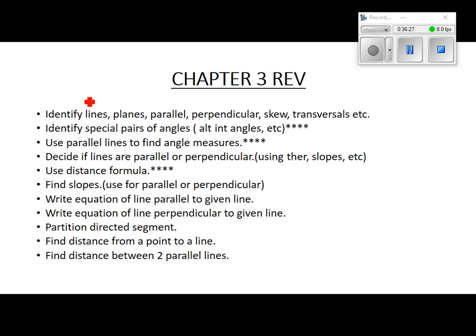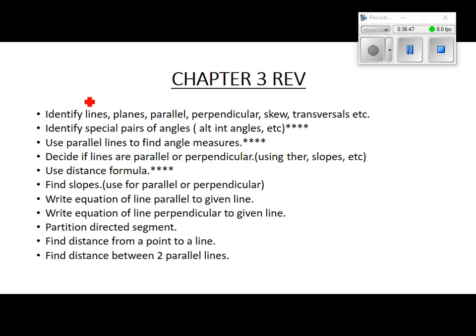Are these two lines parallel to each other from the information that I've given you? Yeah, because we had a theorem that said if, what kind of angles are these? Alternate exterior angles are congruent, then these two lines have to be parallel. So know those theorems.